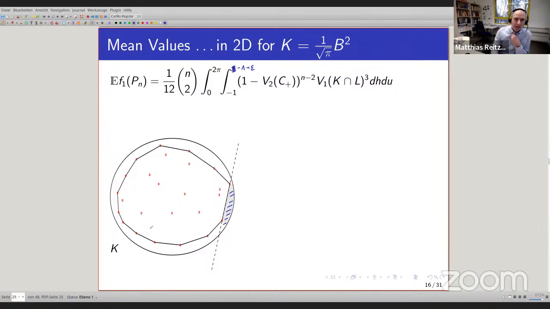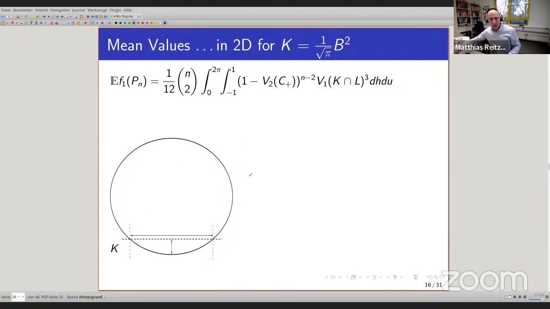Now, everything is rotation invariant here. Therefore, if I integrate from 0 to 2 pi, if I rotate the whole picture, neither the volume of the cap nor the length of this intersection will change. So I can get rid of this integration here. This gives me an additional 2 pi here. And then I can take an arbitrary rotation, which brings it into a nice form. And the nice form is something like this. This is my line L. This is the distance h, the height of my cap.